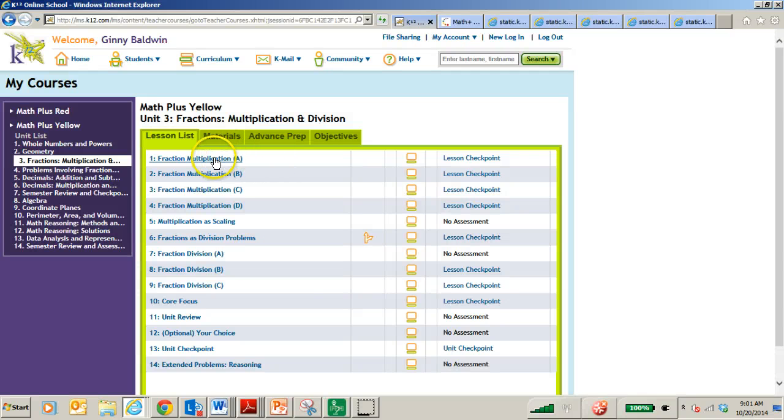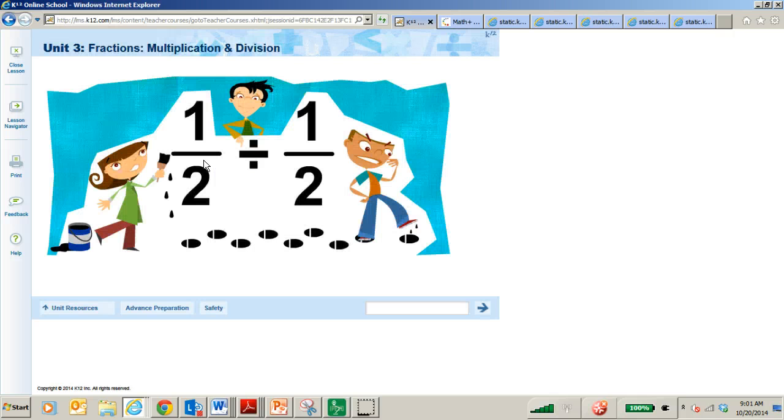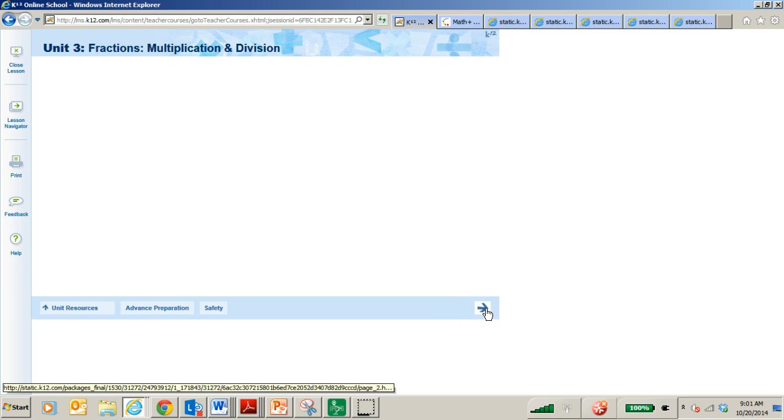This recording is going to go over fraction multiplication part A within Unit 3 of the Math Plus Yellow program. As you can see, fifth graders begin to compute with fractions. They begin multiplying and dividing. They also will add and subtract fractions that have unlike denominators.